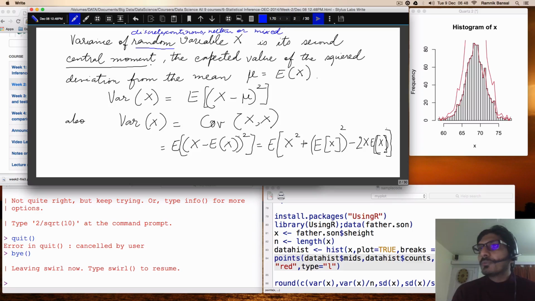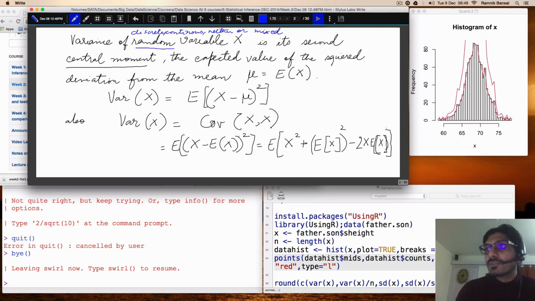All right. So what is a variance? The variance of a random variable x, where x could be a discrete, continuous variable or any kind of variable, is its second central moment. The first central moment is the mean, right? Understand it's a random variable, and that's why you have a central moment concept. It is the expected value of the squared deviation from the mean.